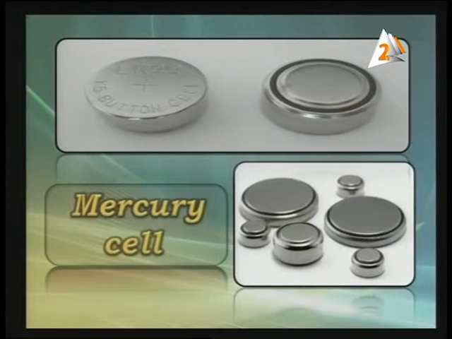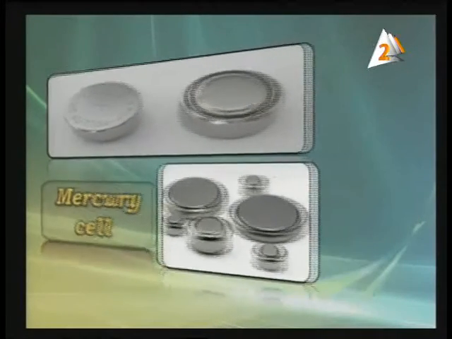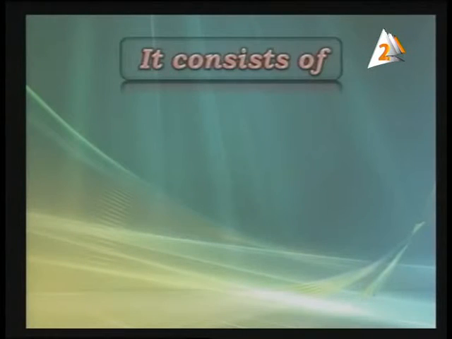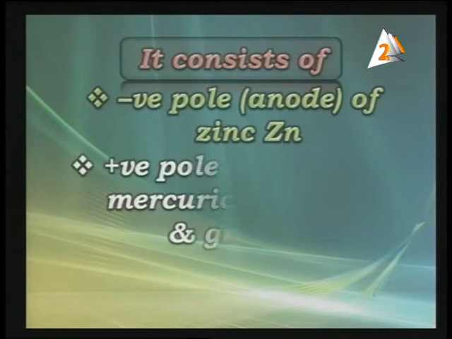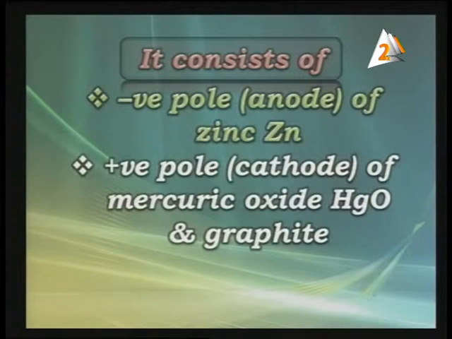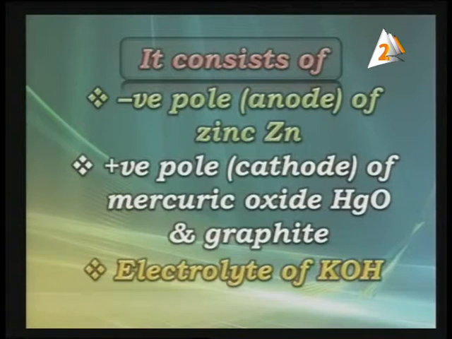It is a metal case and it contains some chemical compounds. What are the chemical compounds found in this one? It consists of a negative pole or anode of zinc, a positive pole or cathode of mercury oxide HgO and graphite, and here we have the electrolyte KOH.